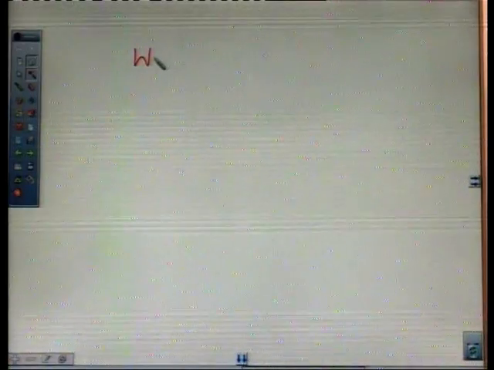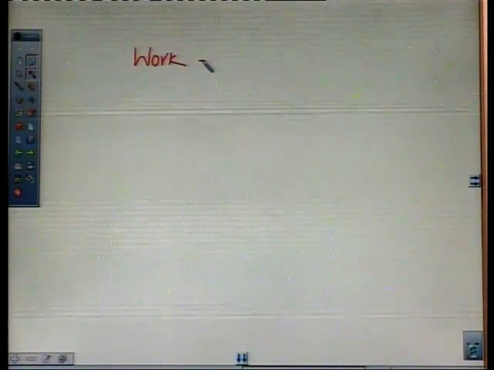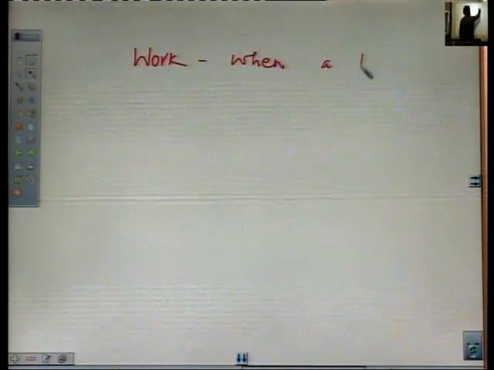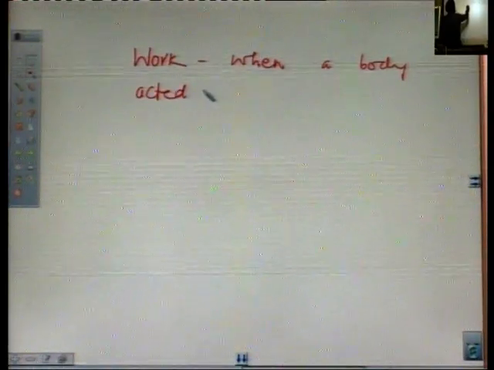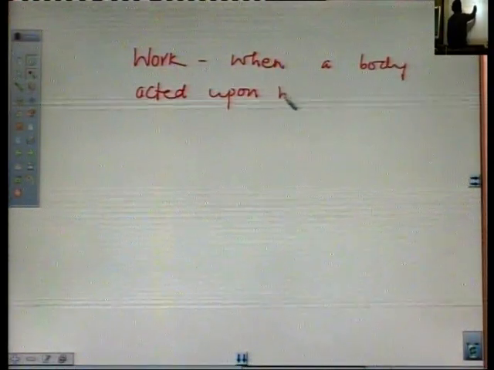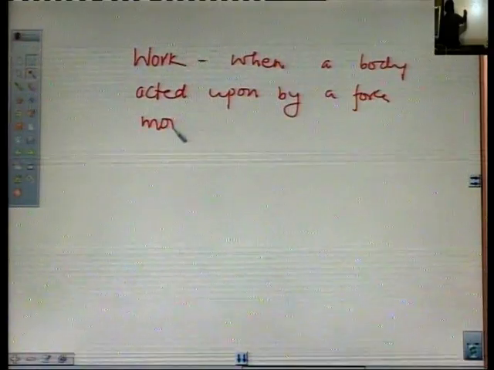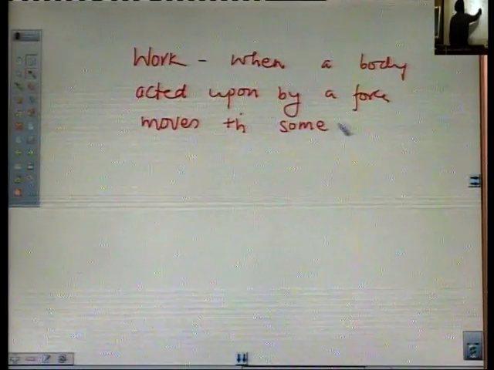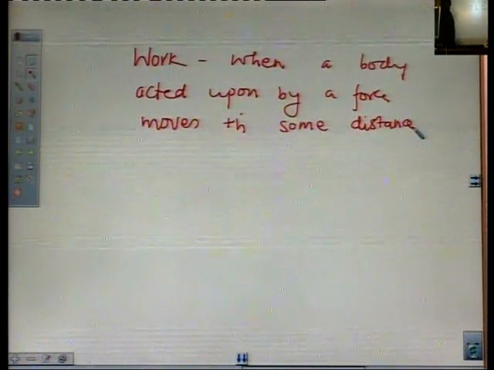First of all, let us revise what we mean by work. In physics, work is said to be done when a body acted upon by a force moves through some distance in the direction of the force.